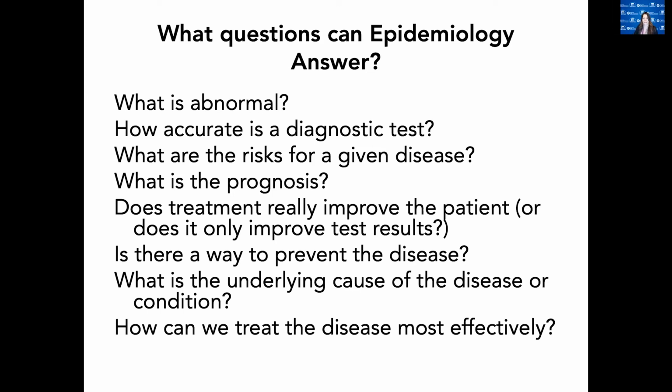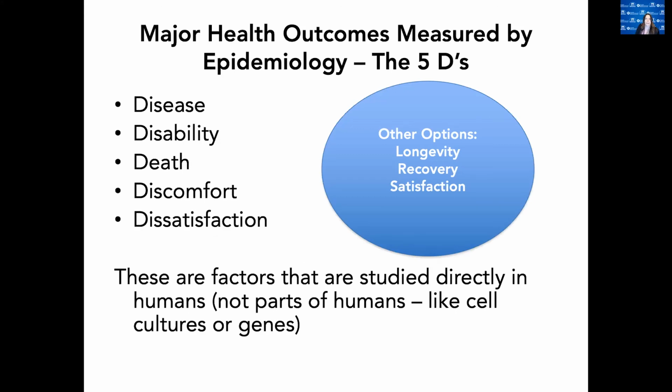So this is a very wide range of questions that can be answered using epidemiologic study techniques, which is one of the reasons I got so interested in epidemiology in the first place. There are major health outcomes that we measure in epidemiology. I call these the 5 Ds. We measure disease, we measure disability, we measure death, we measure discomfort and dissatisfaction.